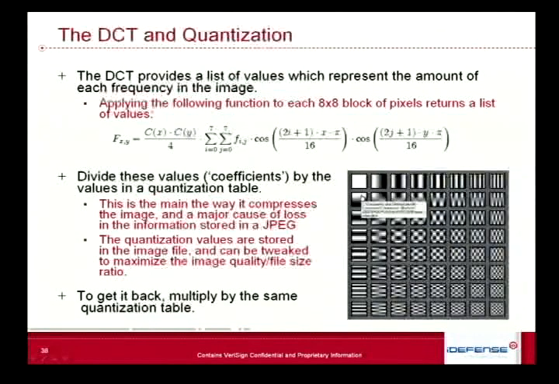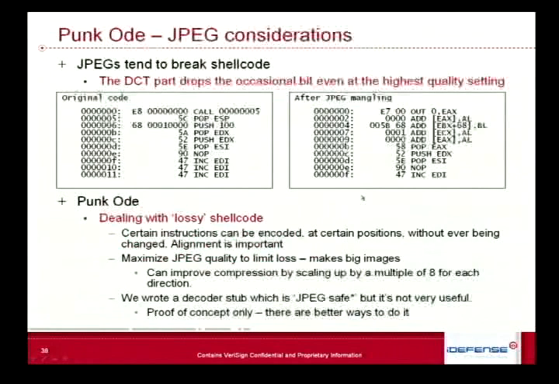To get it back, you just multiply by, okay, this is getting technical. But JPEGs tend to break shellcode because the DCT part mangles stuff, even if you're at the highest quality setting. If you look at the left thing, that's the original code, and after you JPEG mangle it, you end up with what you got on the right, which isn't at all what you asked for. So trying to run that, it will just crash. There's certain instructions which you can encode at certain positions without them ever being changed. So aligning where you put it is important.